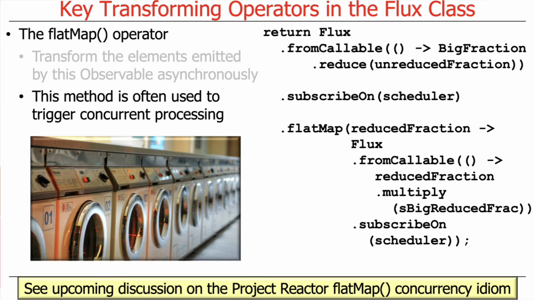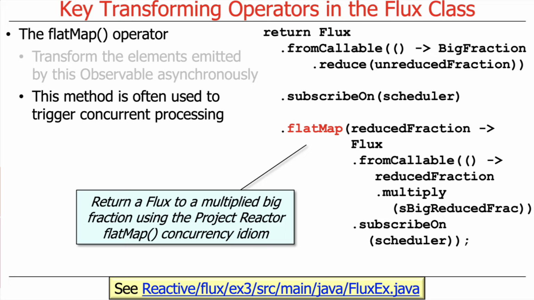flatMap is used for various things. You can use it just for good old flattening, the way we do in Java streams, but it's also used for something that's not easily done with Java streams, which is concurrent processing. So if you recall, the flatMap operation in Java streams did not support concurrency, which was really annoying, but the flatMap operator in Project Reactor does support concurrency. It's really cool. So this particular example, as we'll see in a minute, is going to return a flux to a multiplied big fraction by using the Project Reactor flatMap concurrency idiom. And we'll walk through this both in a second and in just a short way, and then we'll take a deeper look at this when we get into the case study walkthrough in a minute.